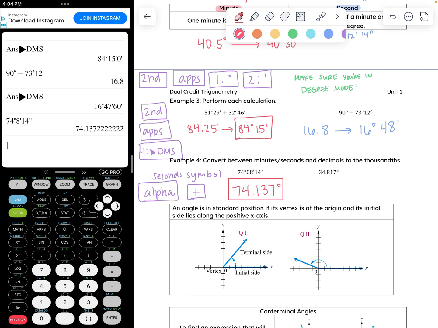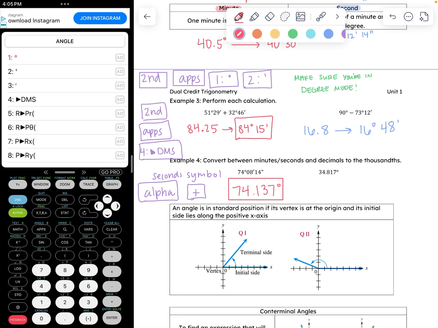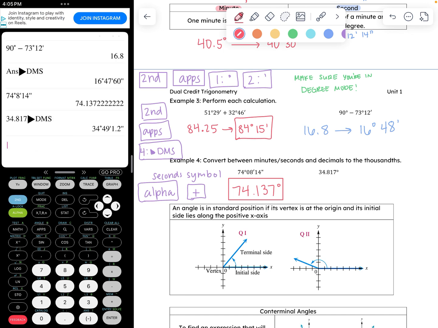Then I have 34.817. That one is a decimal, and I need to change it back to degrees, minutes, and seconds. So I'm going to do 34.817. And then I can just do second apps 4, and it'll change it to my degrees, minutes, seconds for me. So that's still 34 degrees, but it's 49 minutes and 1.2 seconds. So our calculator can do all of those conversions for us.